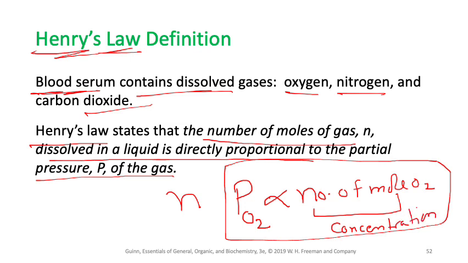If you have a higher concentration of oxygen in the blood, that means you have a high partial pressure of oxygen. So this is how Henry's law works. Let's go to the next slide and try to see this relation one more time.